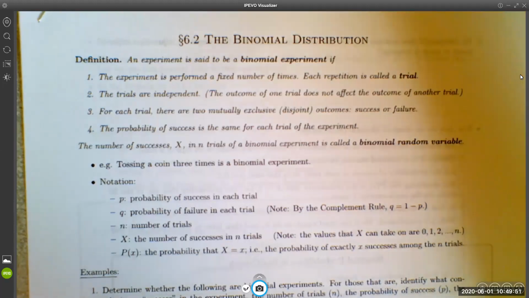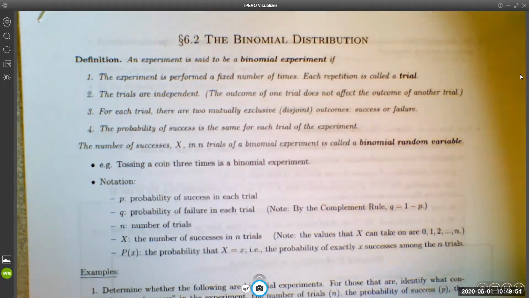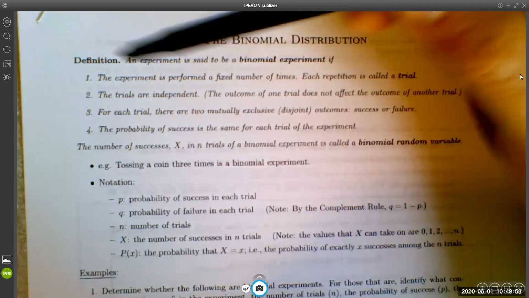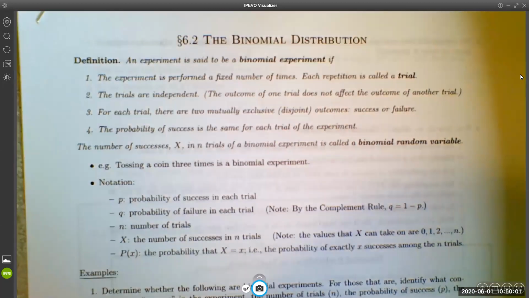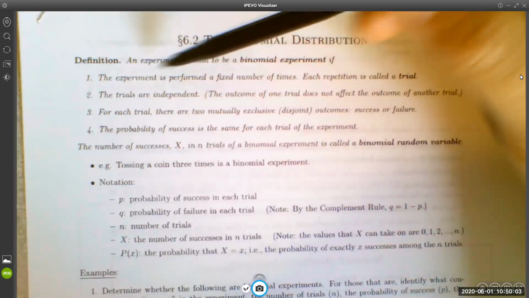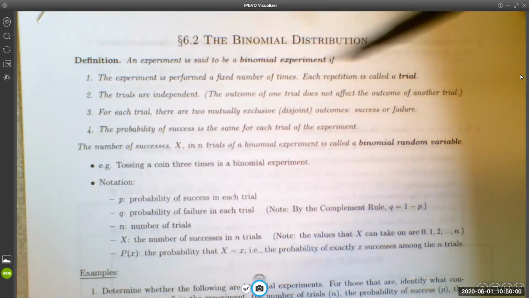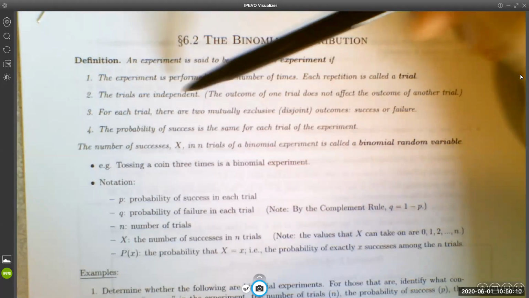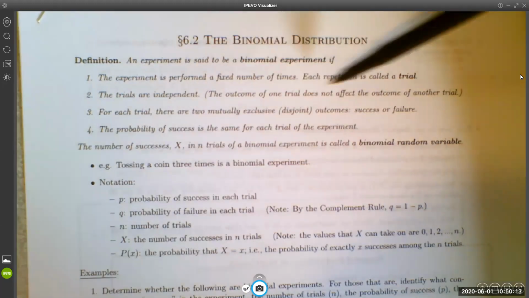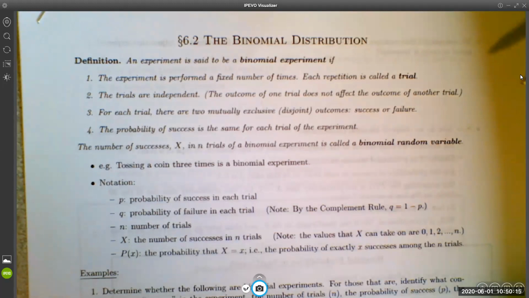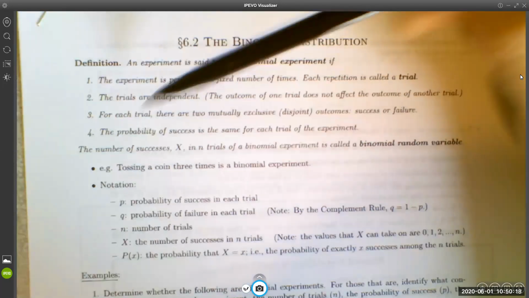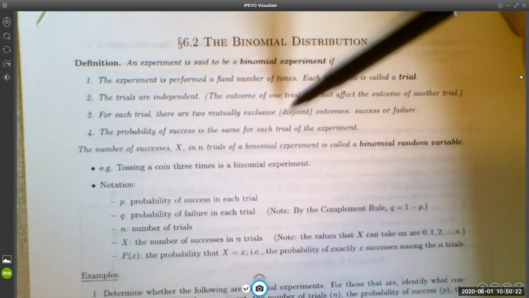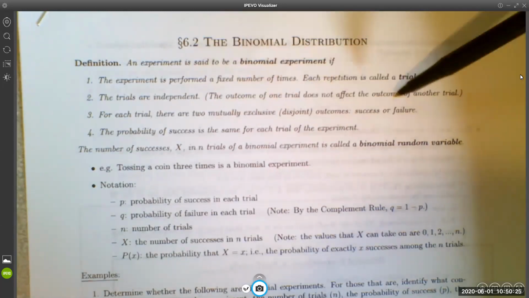So to help you determine that, here's what we mean by binomial, okay? An experiment is said to be a binomial experiment if it satisfies these four conditions. First of all, the experiment has to be performed a fixed number of times. Each repetition is called a trial. Number two, the trials have to be independent, right? So the outcome of one trial does not affect the outcome of another trial. Number three, for each trial, there are two mutually exclusive, or another word for mutually exclusive is disjoint, outcomes: success or failure.